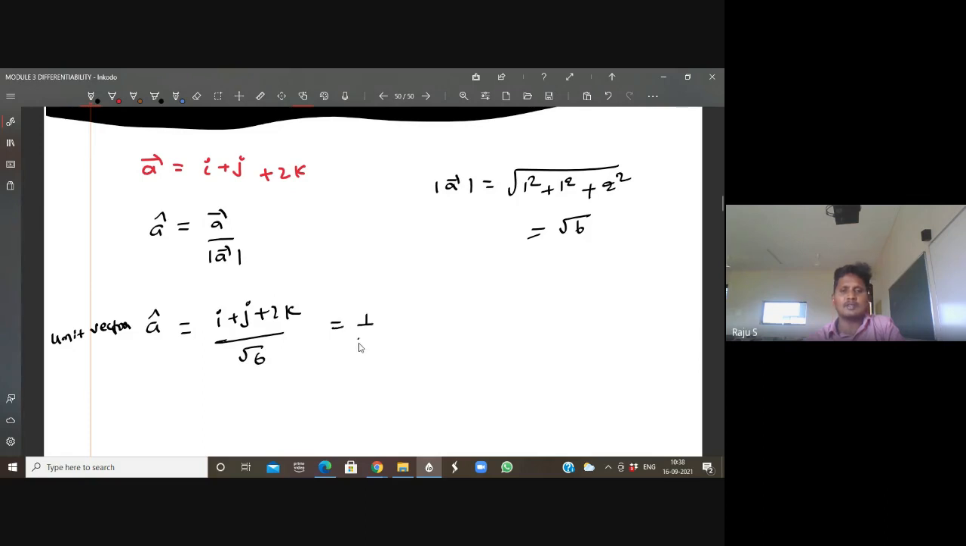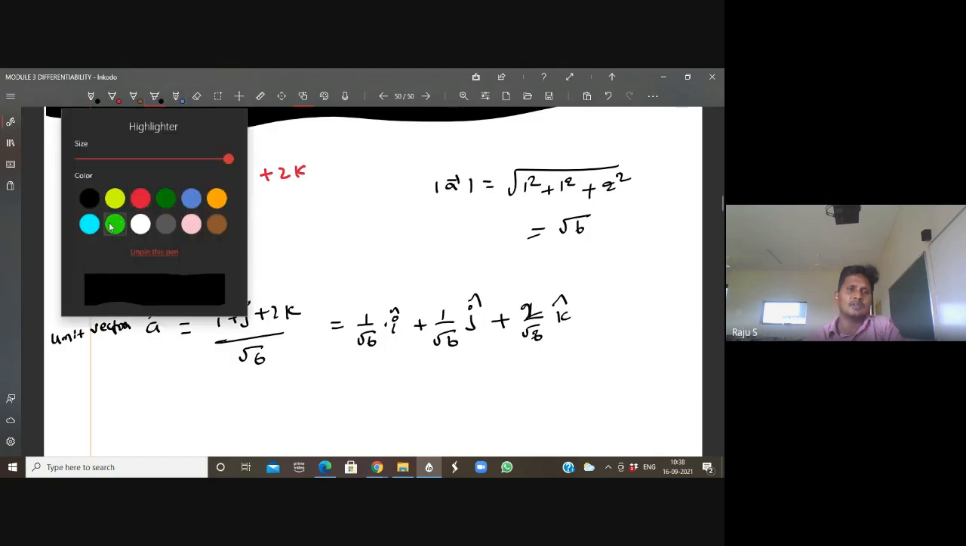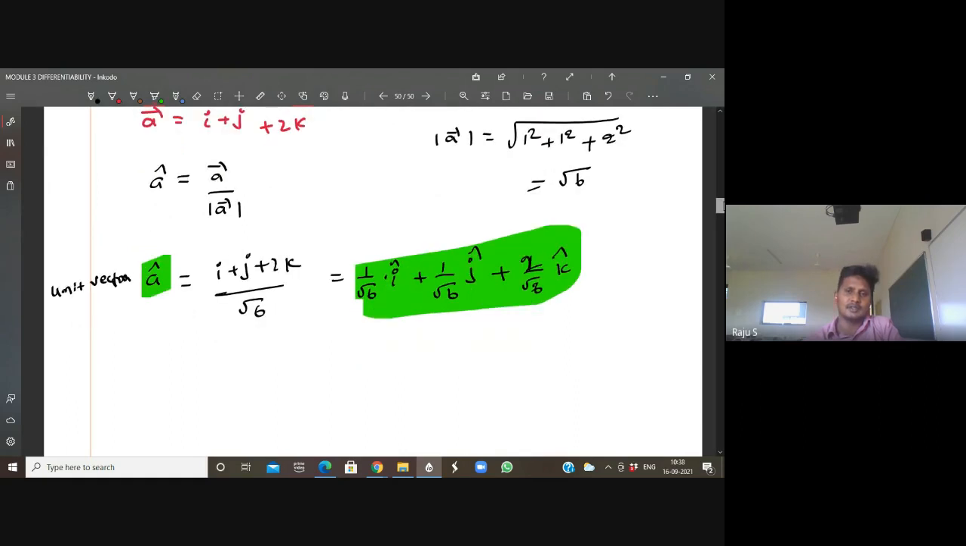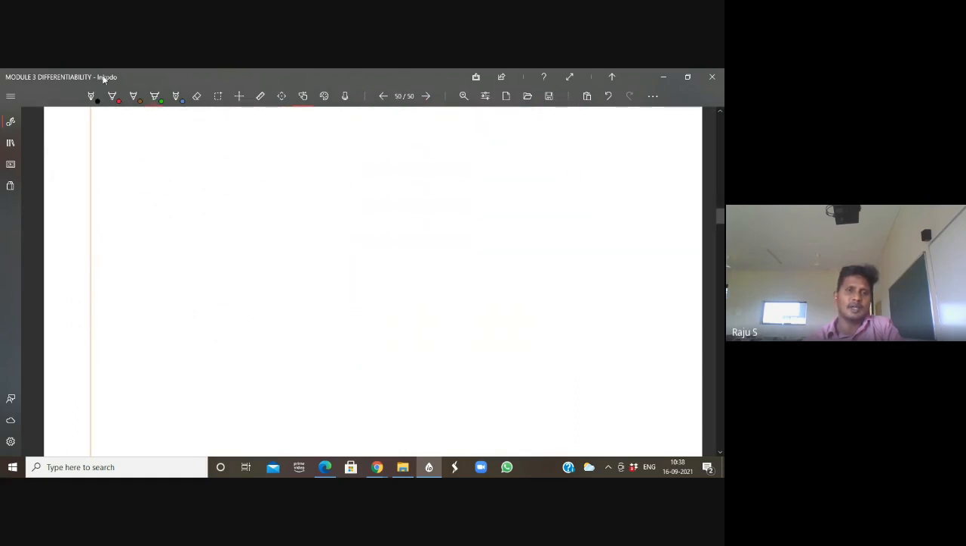That's it. You may write it separately: 1 by root 6 into i cap plus 1 by root 6 into j cap plus 2 by root 6 into k cap. This is the required unit vector. So a unit vector can be denoted by a cap, b cap, c cap, like that. Okay, the procedure will be like this.